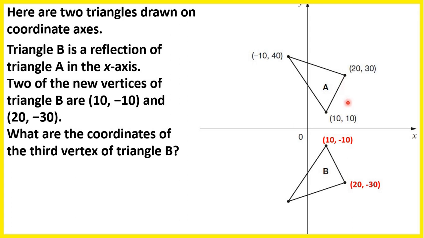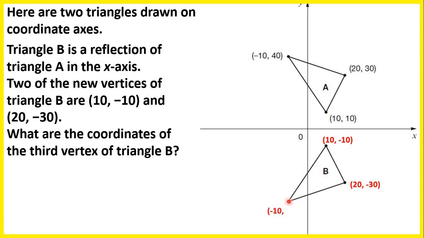If we go down from this point, we get to here on the x-axis, and if we go up from this point, we get to the same point on the x-axis. So the x-coordinate stays the same, but then we have minus 30 as our y-coordinate, because here the y-coordinate was 30 above the x-axis, so above 0, but here the y-coordinate will be 30 below 0, so that's minus 30.